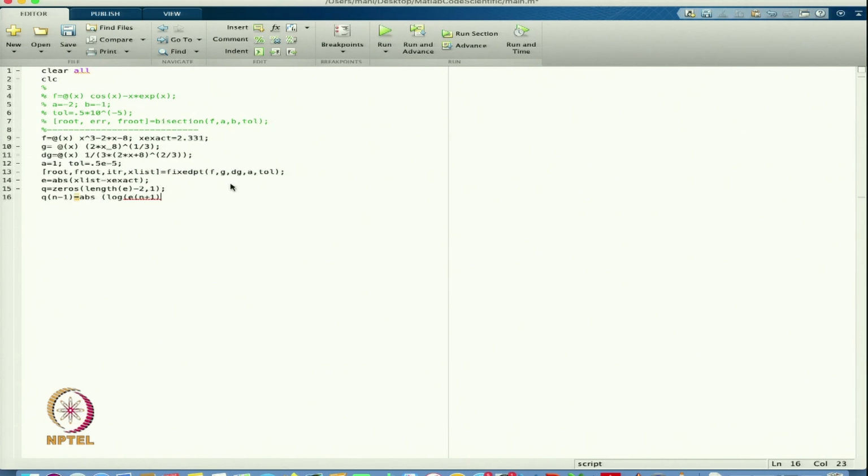So, that is the E n plus 1 divided by E n. This is the value we are getting. So, log of E n plus 1 by E n, and then divided by log of E n divided by E n minus 1. And here I have to put one more bracket, that is the bracket we are getting.